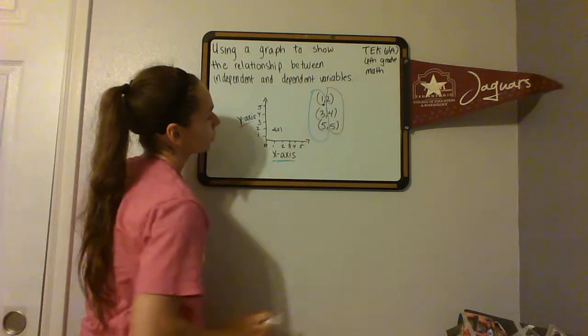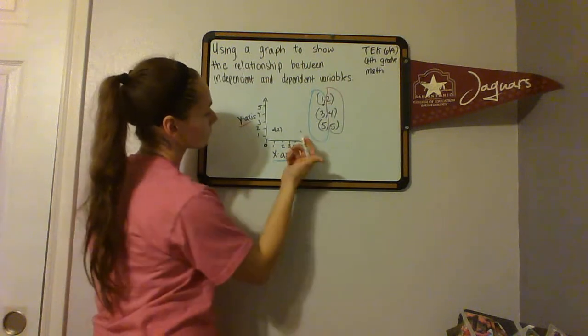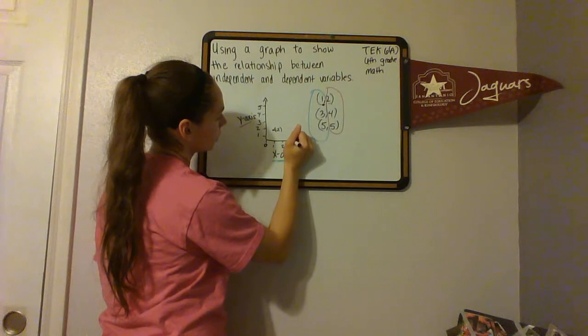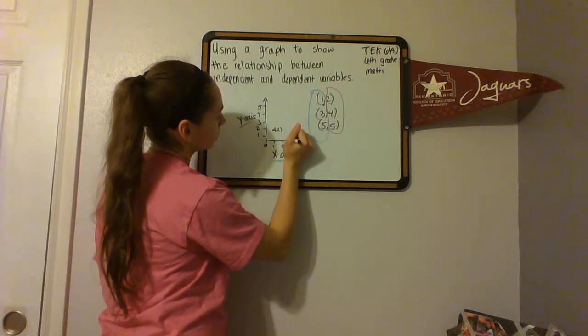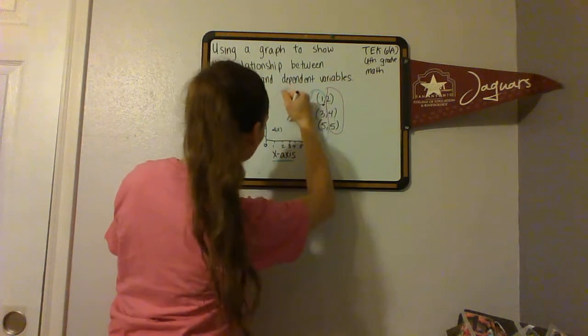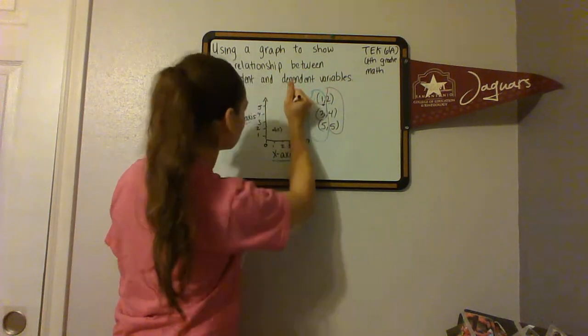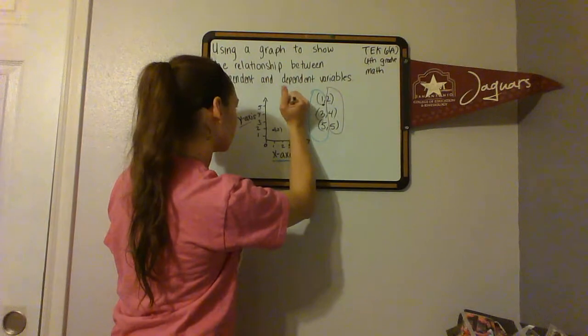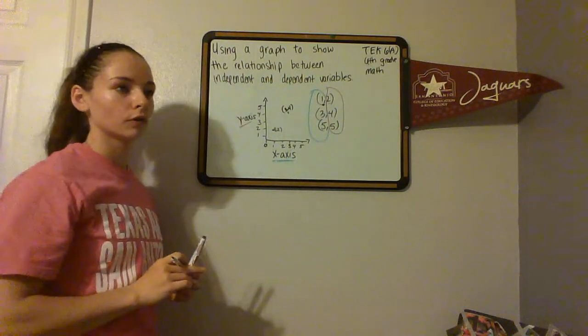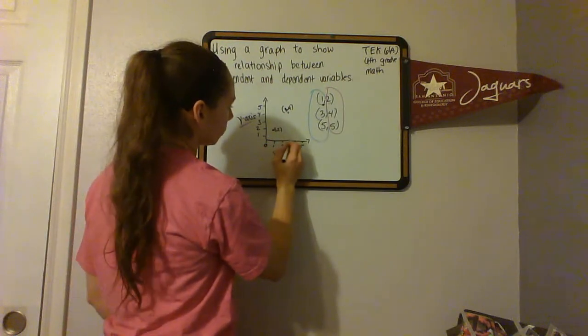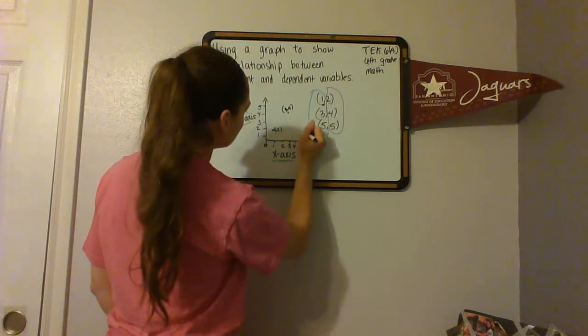The next example is (3, 4). Over 3 times: 1, 2, 3. Up 4: 1, 2, 3, 4. Okay, and then we can write that down right here. And our last one is (5, 5). We're going to move over to the right 5 times, and we're going to go up 5. 1, 2, 3, 4, 5.